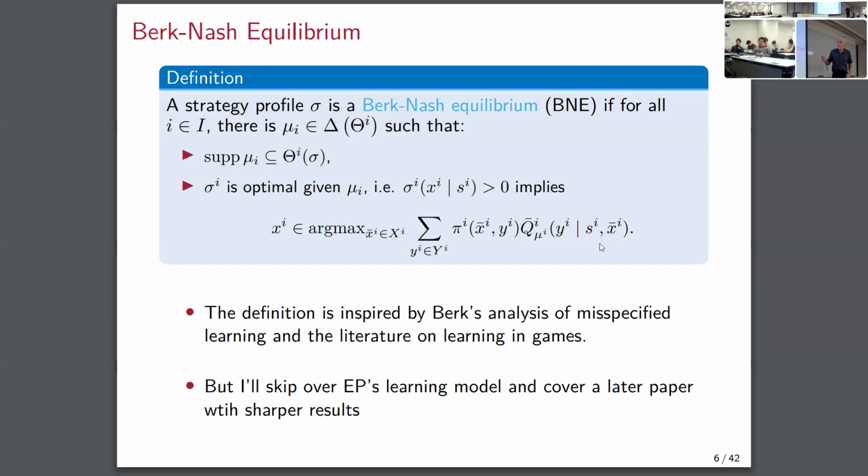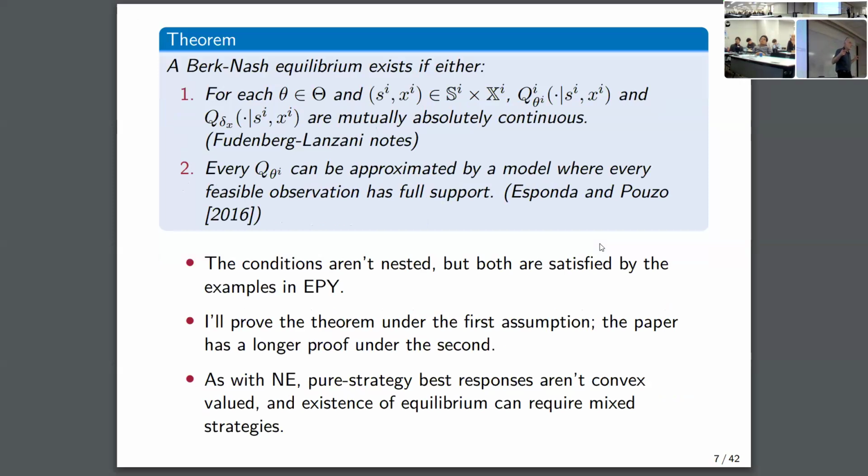So, the results. We can find an equilibrium, so you're entitled to ask, is there one? Knowing the properties of an equilibrium concept isn't that useful if it needn't exist. There are two different sufficient conditions I can give you for a Berk-Nash equilibrium existing. This one is in their paper.